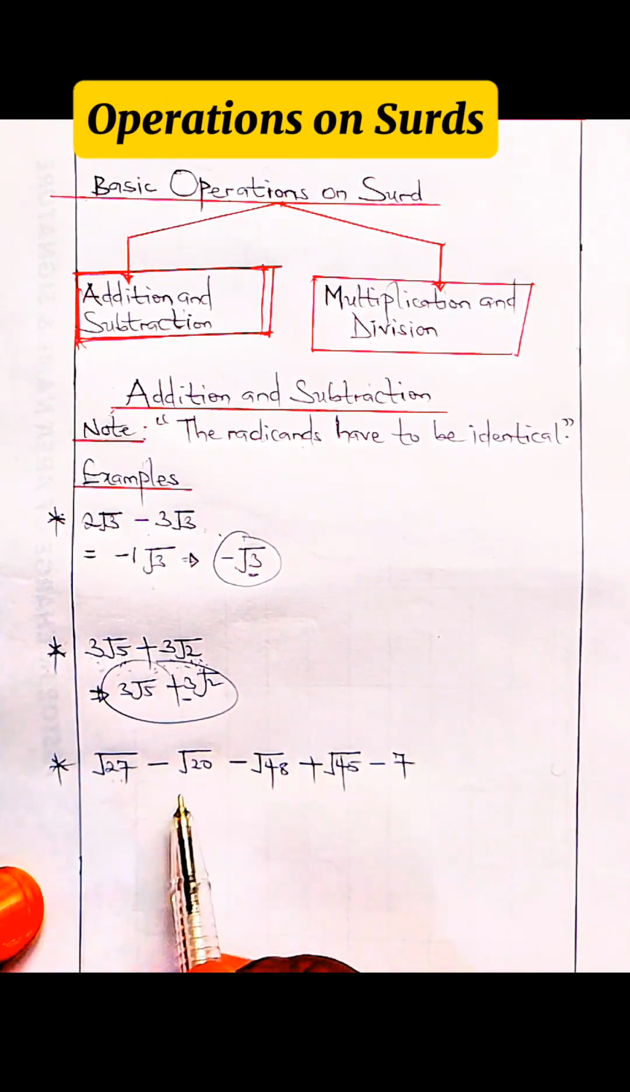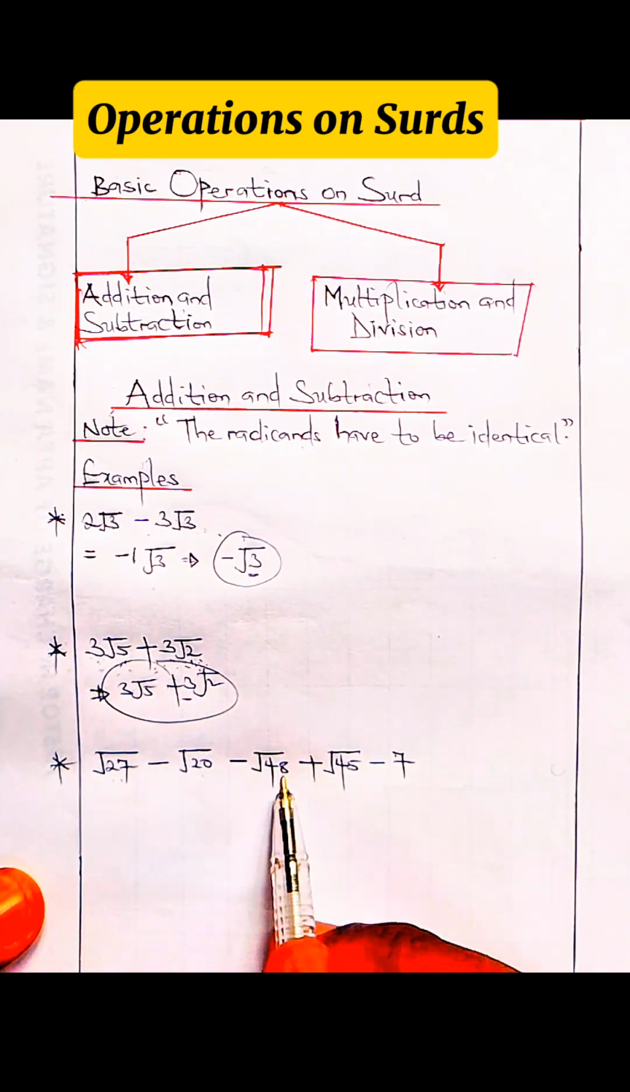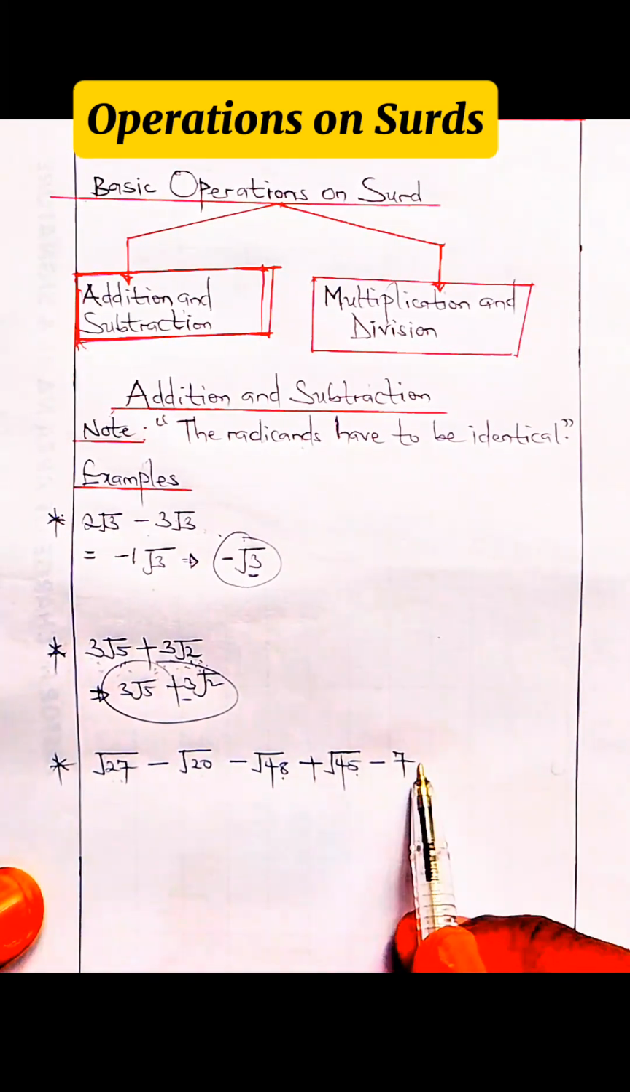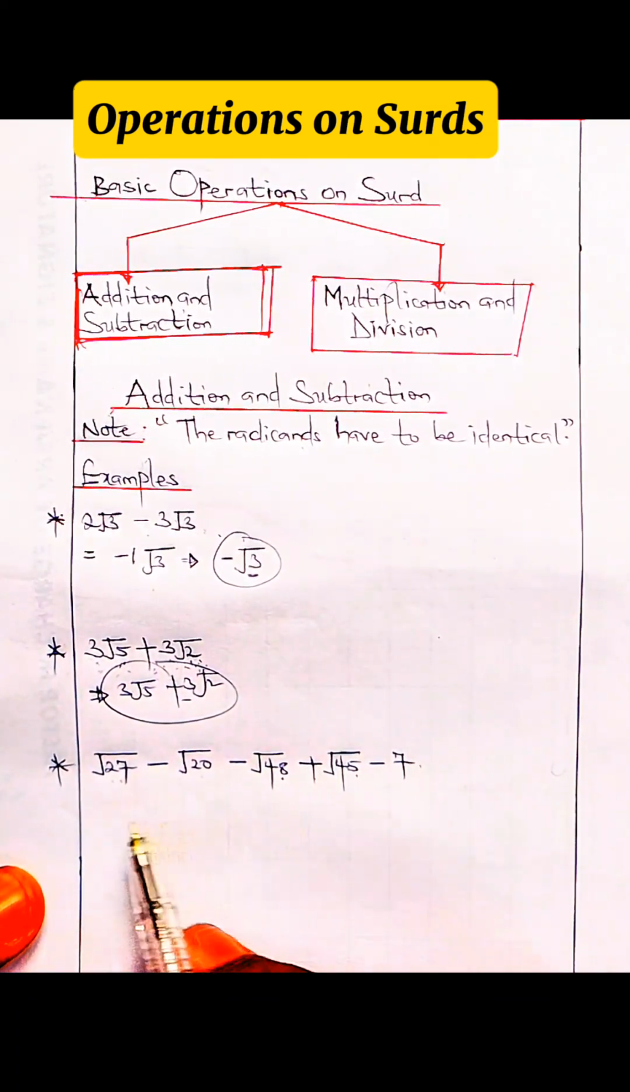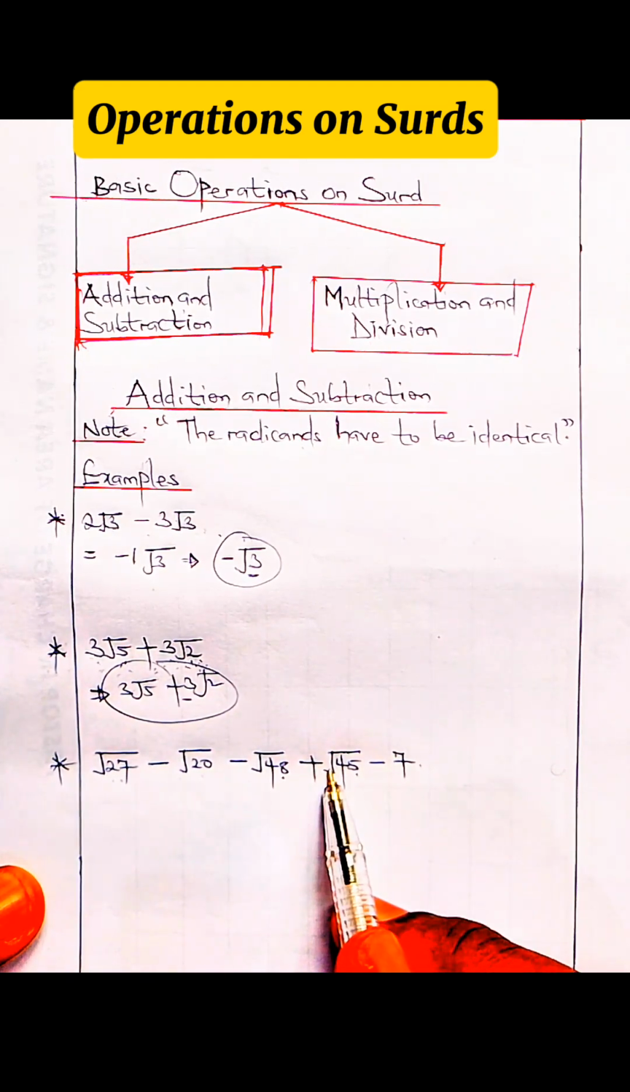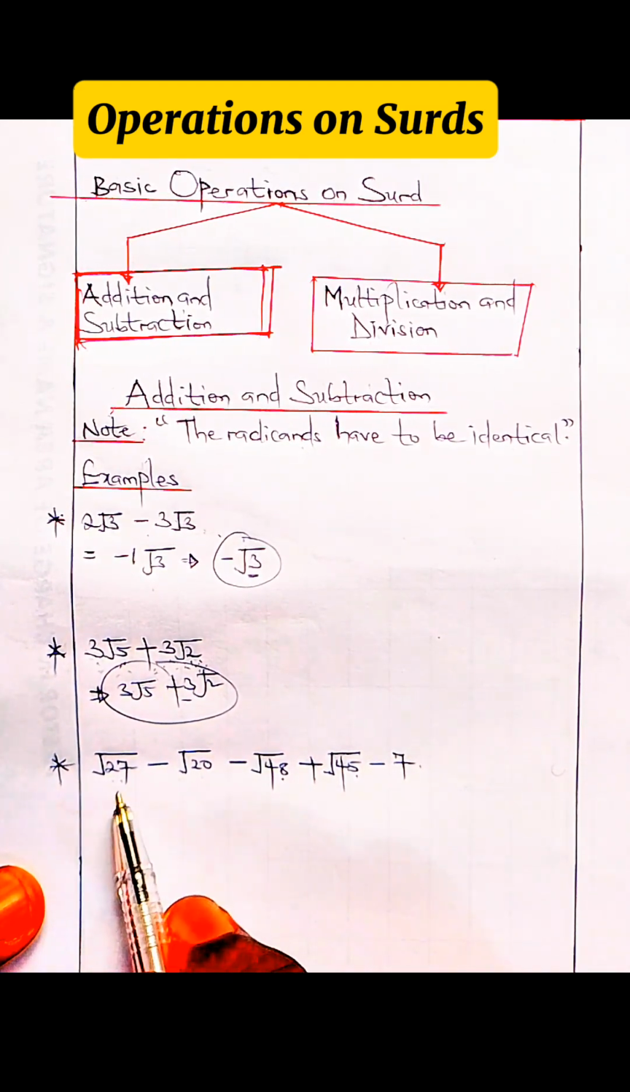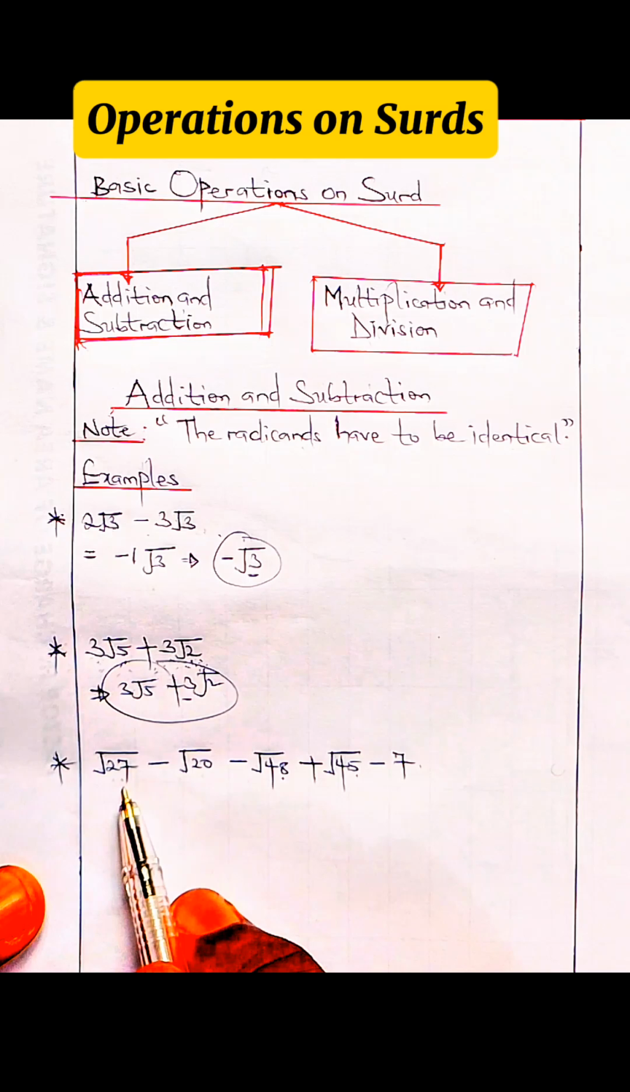Right here is the third question, which is quite complex: root 27 minus root 20 minus root 48 plus root 45 minus 7. Now we have here a combination of subtractions and additions. So the first thing we're going to do is to convert each of these simple surds to mixed surds. We know how to go about that. That's very simple. We've done that already in the previous exposition.